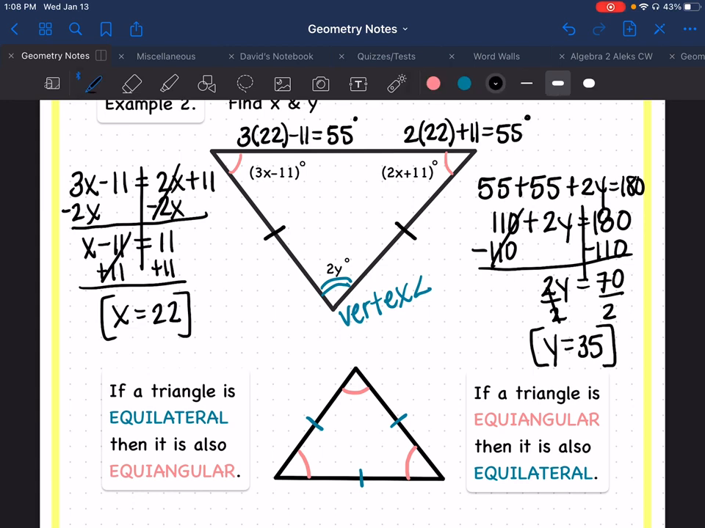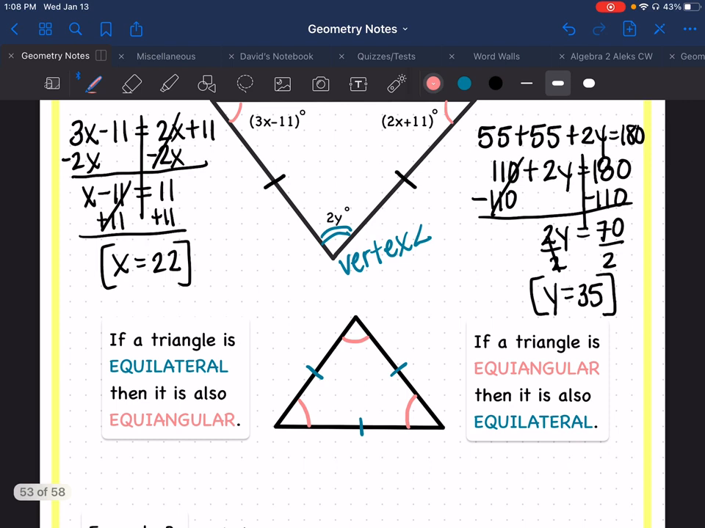If I am equiangular, a triangle adds up to 180. And if all three of them are equal, each one of them has to be 60 degrees. So each one of those pink angles needs to be 60 degrees because 60 plus 60 plus 60 is the only way I can get 180.